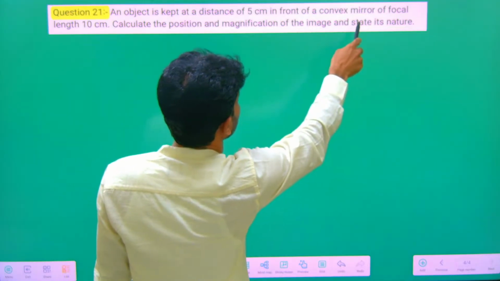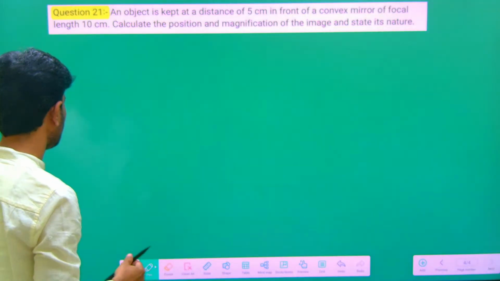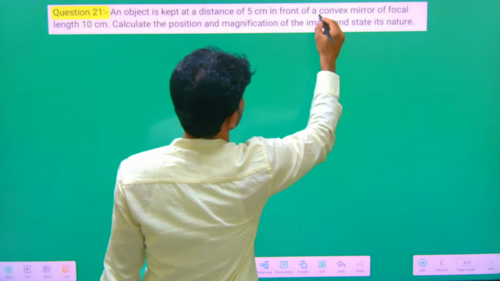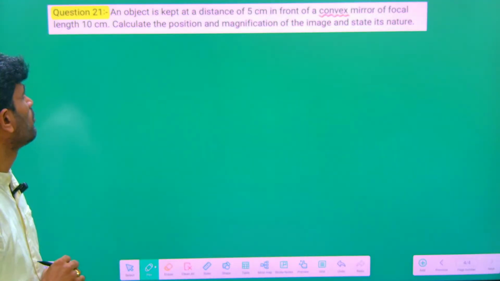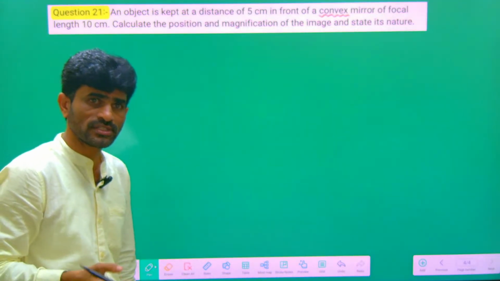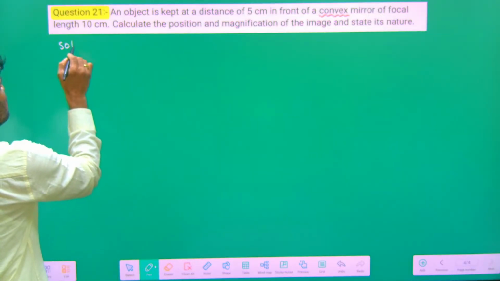A convex mirror of focal length 10 centimeters. Focal length is given, so it is important what kind of mirror it is. Convex, so focal length should be taken positive. We know object distance we always take negative. So let us write the given information first.